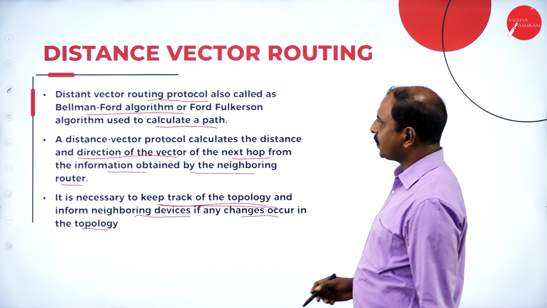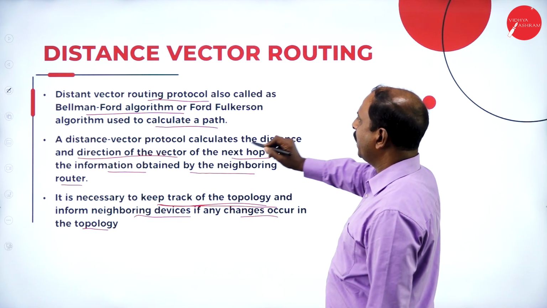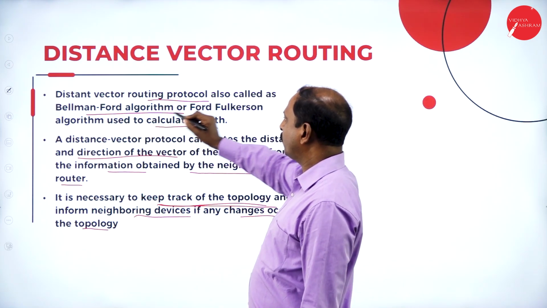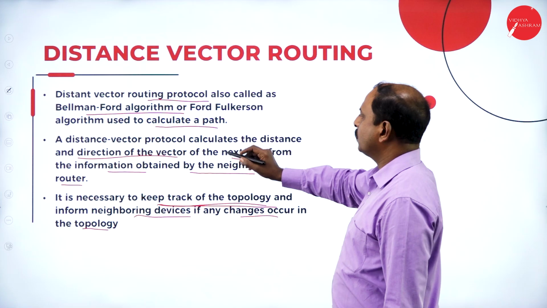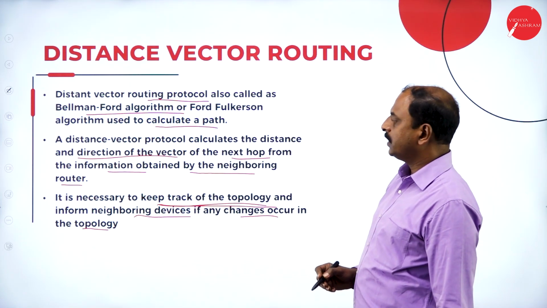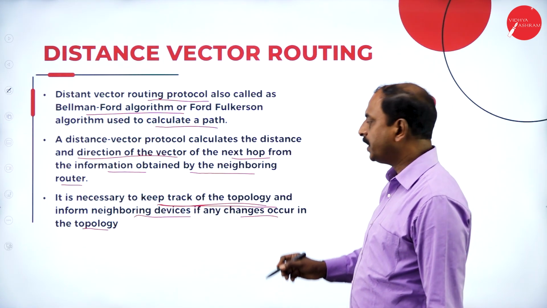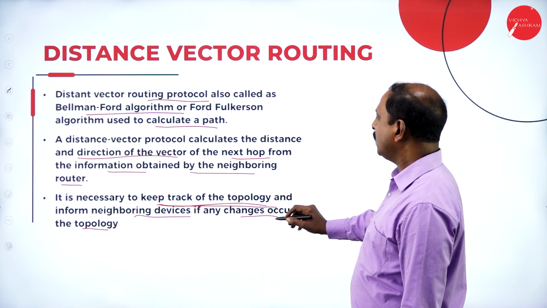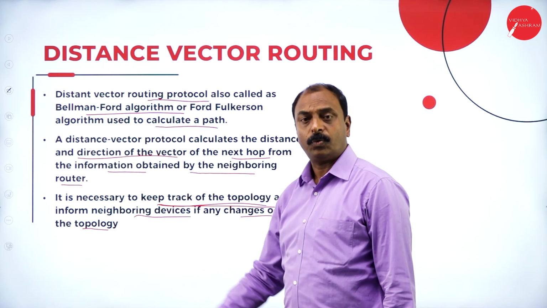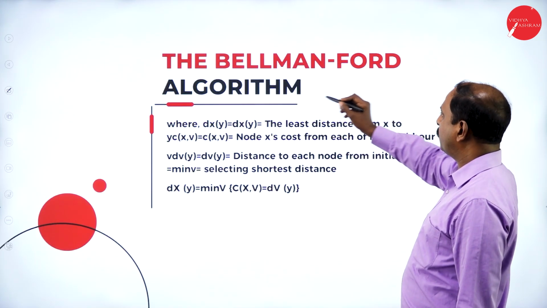So this is distance vector routing. It is also called the Bellman-Ford algorithm. It is going to calculate the distance between the host and destination based on the hop or with the next router. Now this is the Bellman-Ford algorithm.